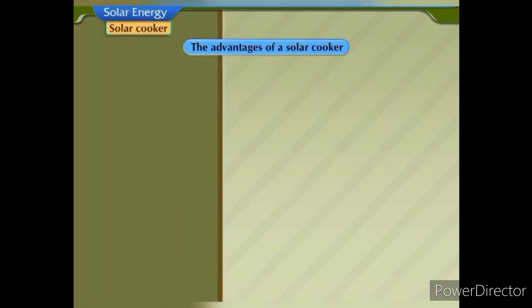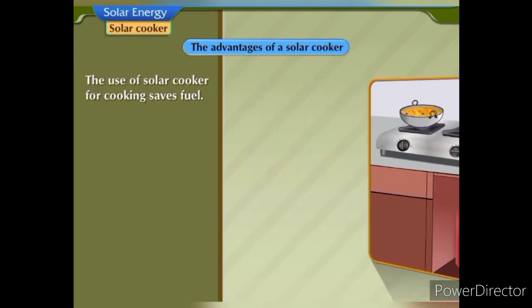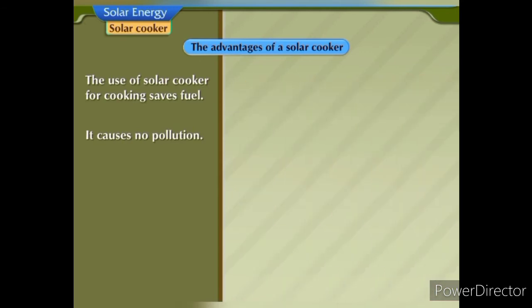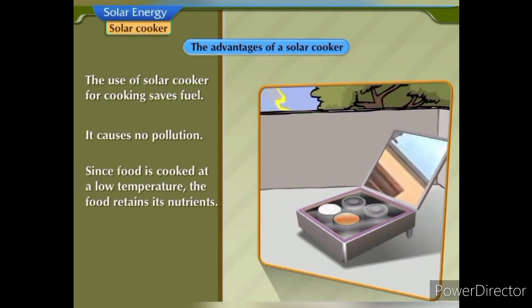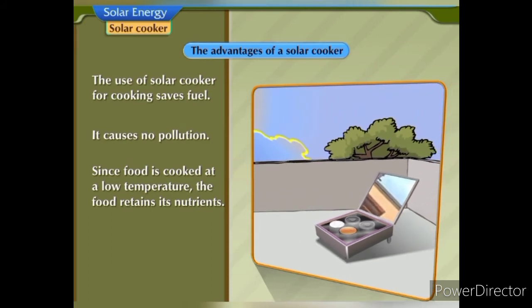Let us learn about some of the advantages and disadvantages of a solar cooker. The advantages of a solar cooker are: the use of solar cooker for cooking saves fuel. It causes no pollution. And since food is cooked at low temperature, the food retains its nutrients.